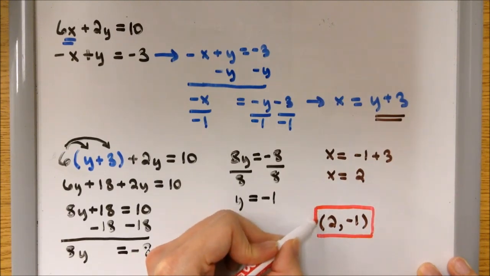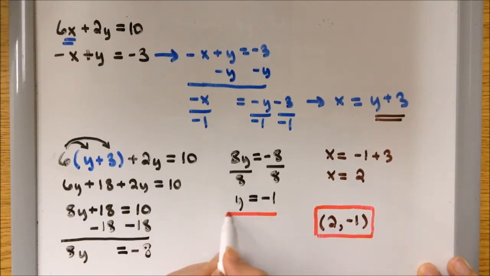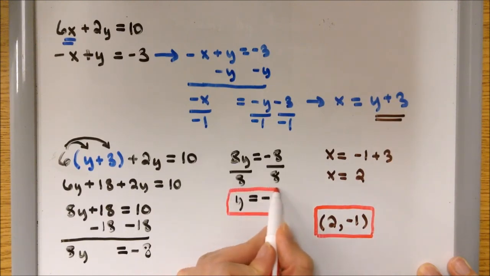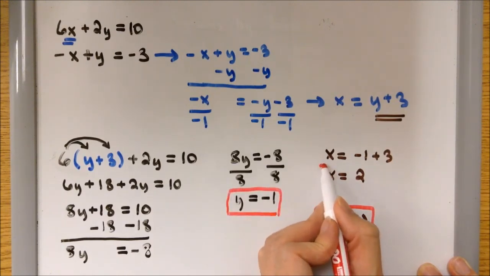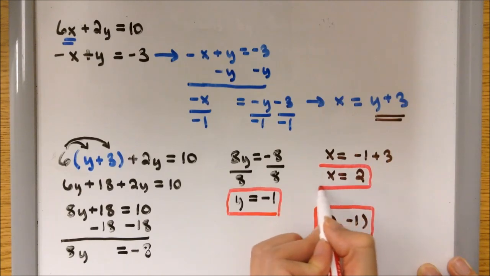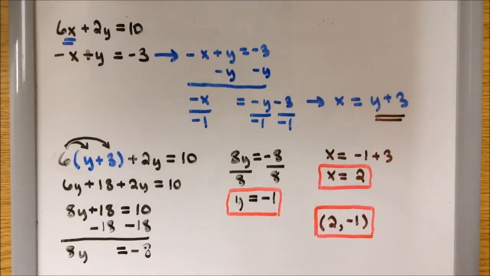You can write it again as a coordinate point, or box up the value for y, which is negative 1, and box up the value of x, which is positive 2. Or you can rewrite it as a coordinate point, 2 comma negative 1.